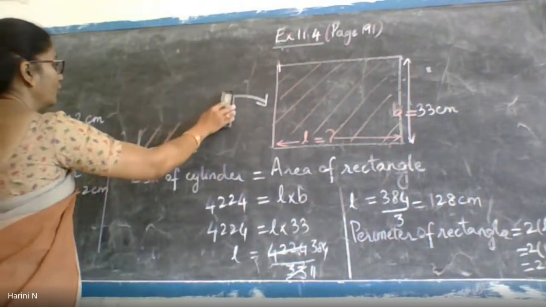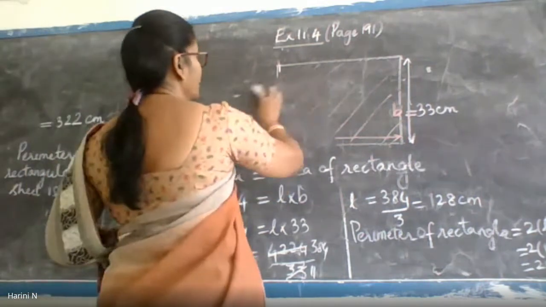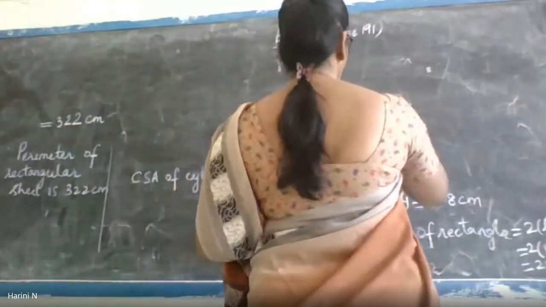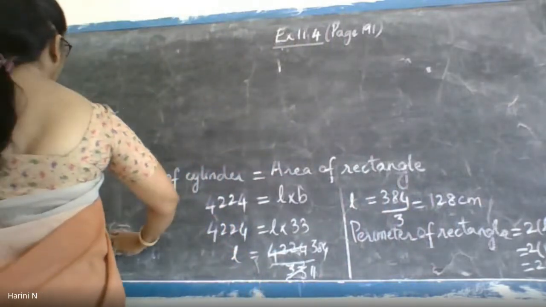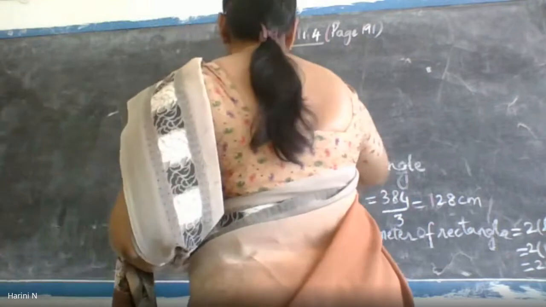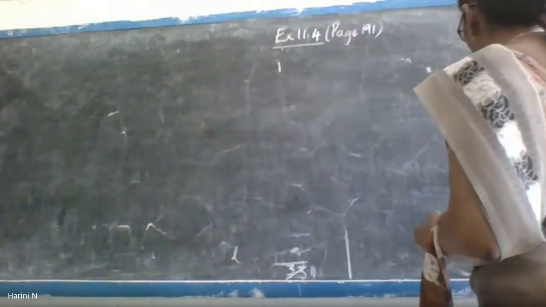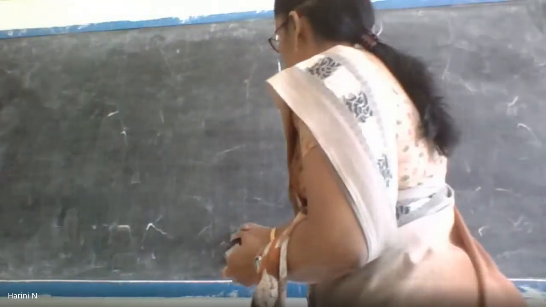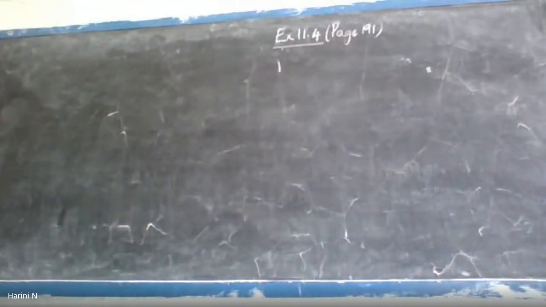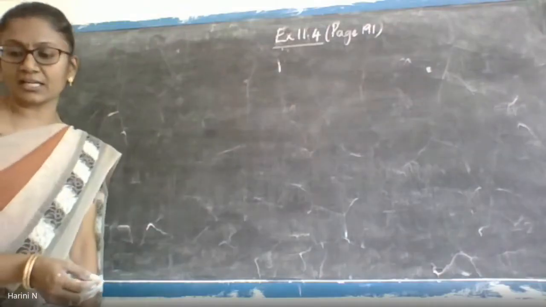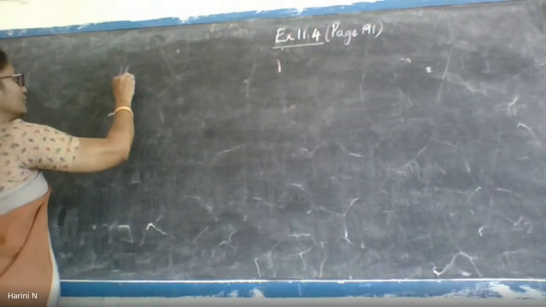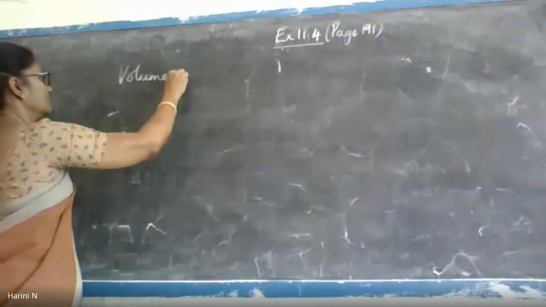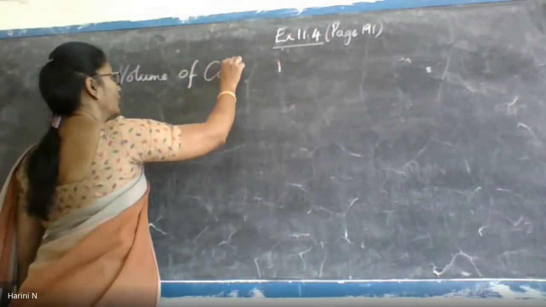Alright, now we will move on to the volumes of cubes, cuboids and cylinders. All this while in exercise 11.3, we have only dealt with the surface areas of these three solids. Now we are moving on to the volumes of these three solids. Page number 191. Volumes of cube, cuboids and cylinders.